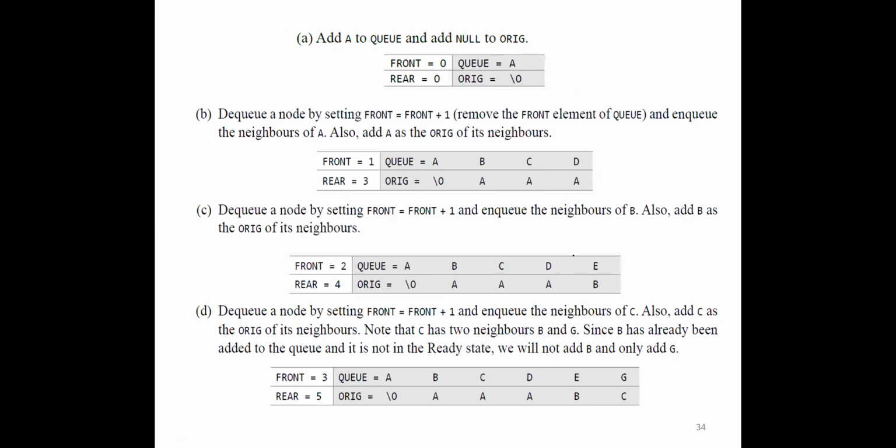So for B, I'm enqueuing the neighbor of B, that is E. Then who is the origin of E? B. So that's what I'm writing here, right? Fine. Like that, you have to keep on. Next, what should I do? I should take C, because B is over. Next, I have to take the second adjacent vertex of A, that is C.